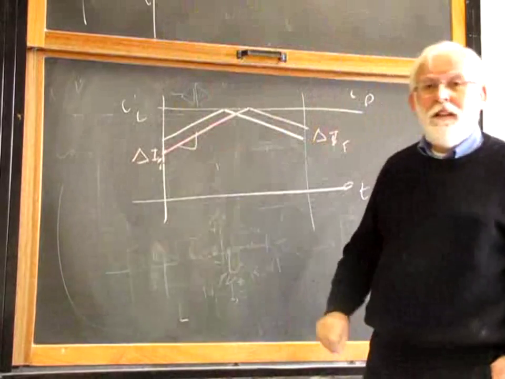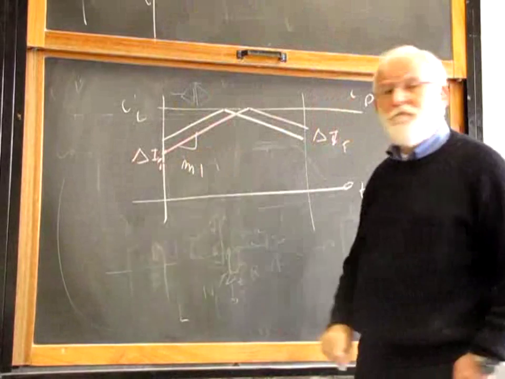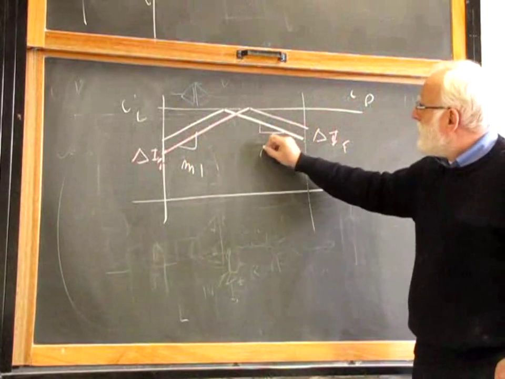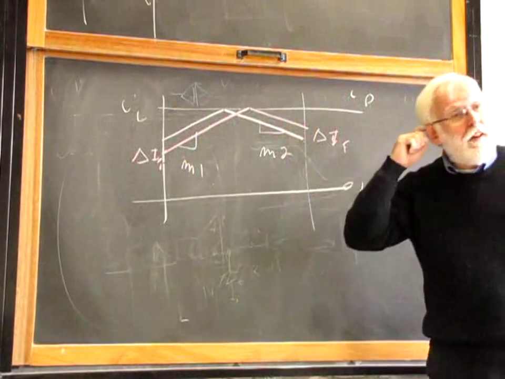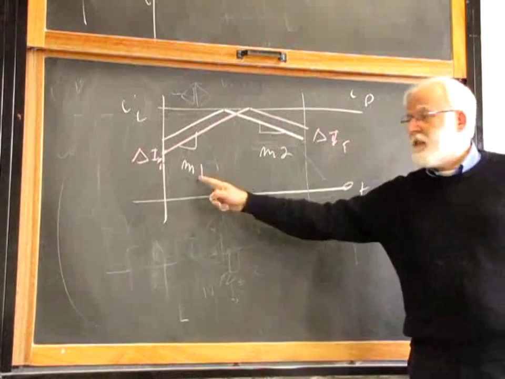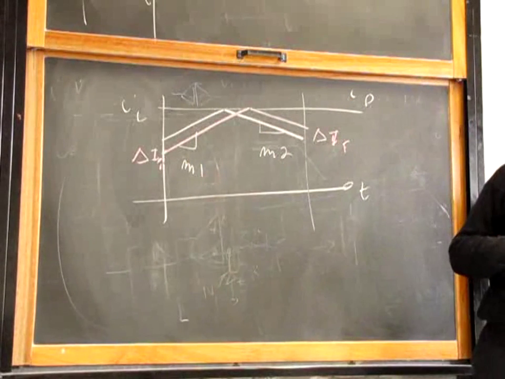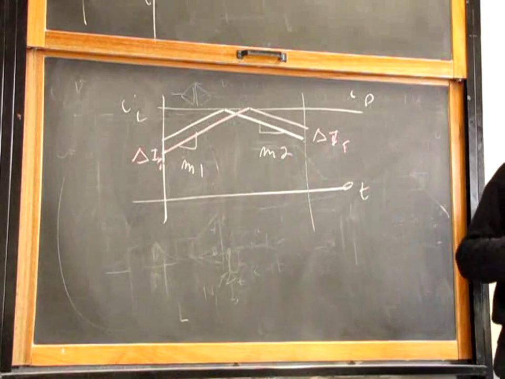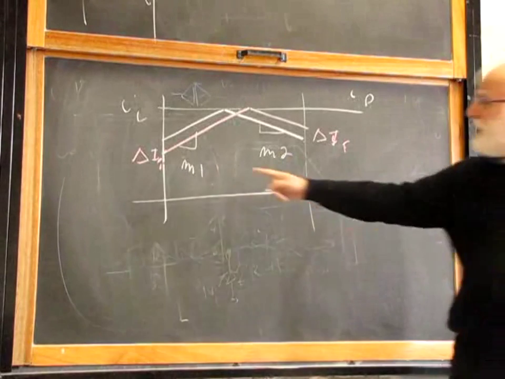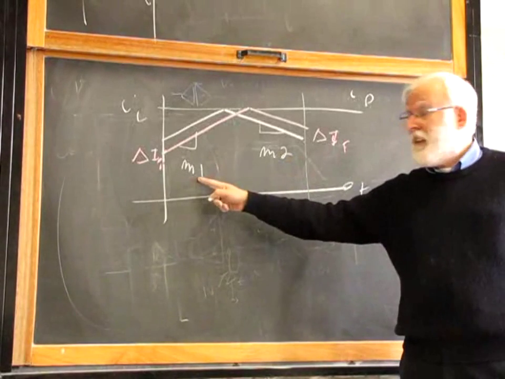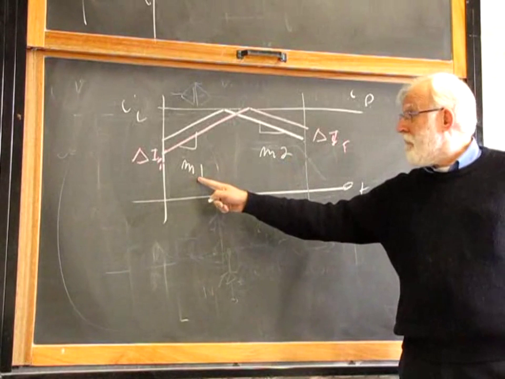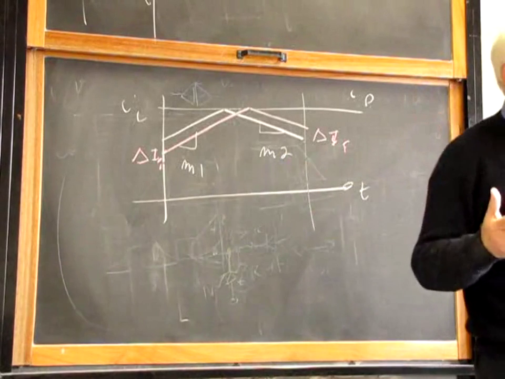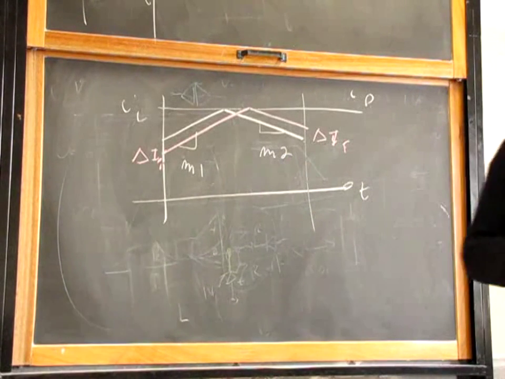This slope is M1, and this slope is M2. For a buck converter, this slope M1 is V minus V naught over L. For a buck converter, this M2 is negative V naught over L. For a boost converter, this M1 is V over L. This M2 is V minus V naught over L. For a buck boost, well, you know.